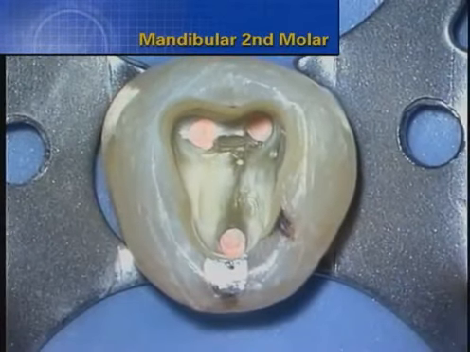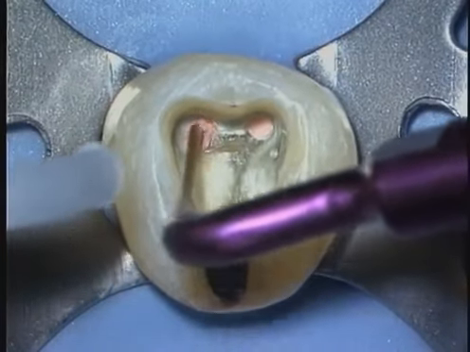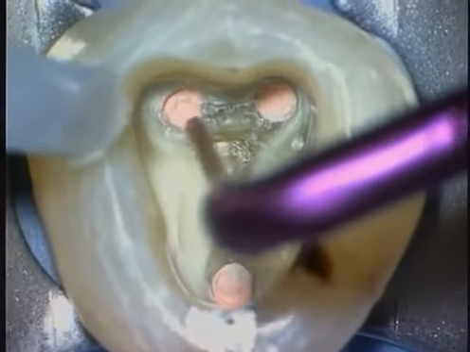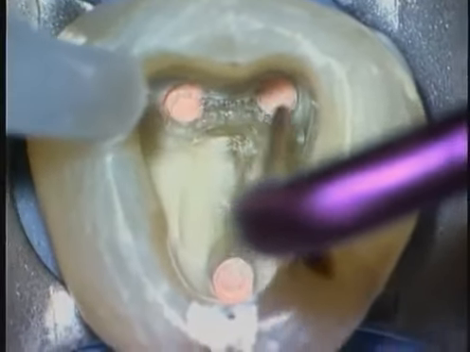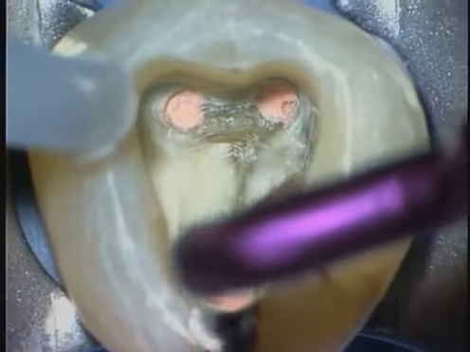This access cavity looks correct. Notice the distal orifice is uniformly centered between the MB and the ML system. Ultrasonic energy can be used to chase along the isthmus between the MB and the ML, as sometimes a missed canal can be located within that groove.